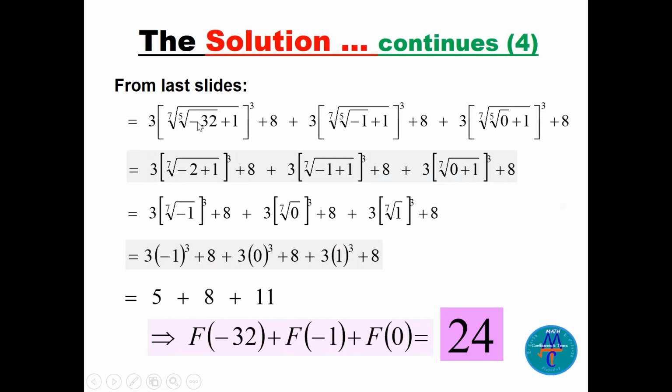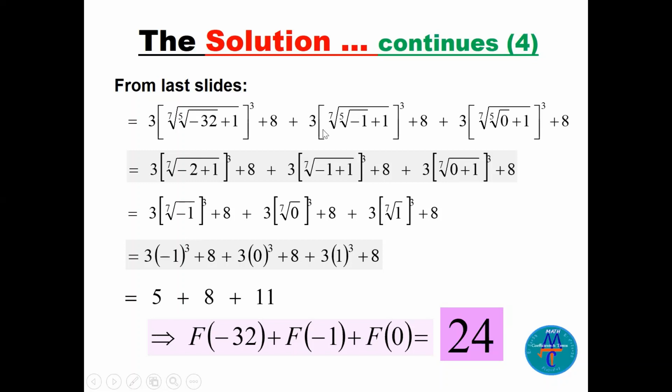From the last slide, this is minus 2 inside here, plus 1 there, so that's minus 1. Let's take them one by one. So minus 2 plus 1 is minus 1. The seventh root of minus 1 is minus 1. All cubed is minus 1. So minus 1 times 3 is minus 3, plus 8, that's 5. So the first number here is 5.